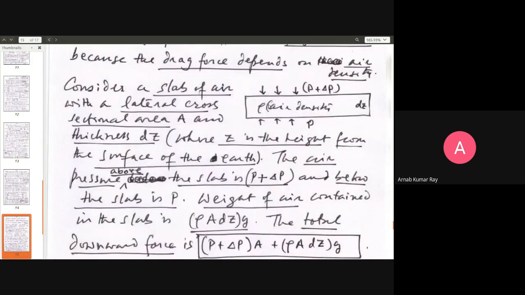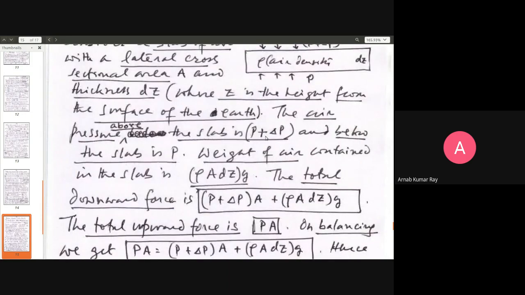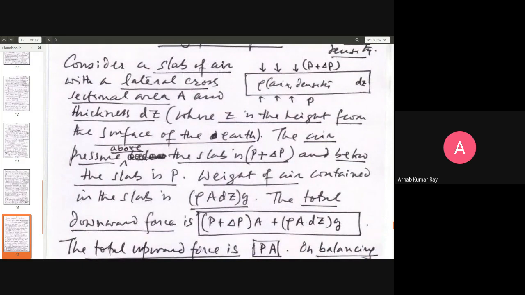And above, the pressure is P plus delta P. So P plus delta P into this area will be the downward force, these downward arrows. So the air pressure above the slab is P plus delta P, and below the slab is P. There is also the weight of air contained in the slab. So there are two downward forces now. One is due to the weight of the air contained in this box. And what is the weight? Air density multiplied by the volume multiplied by g.